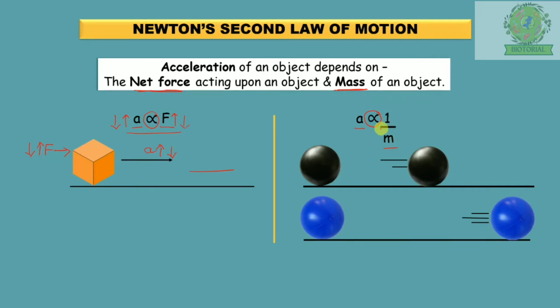We will write it as 1 upon mass. This means inverse of mass. Okay. So what does this relation mean? That this is inversely proportional. Now we have here two balls.